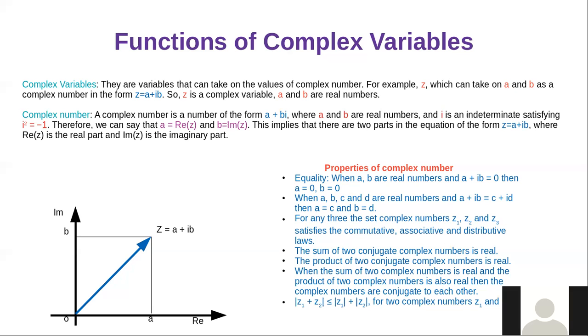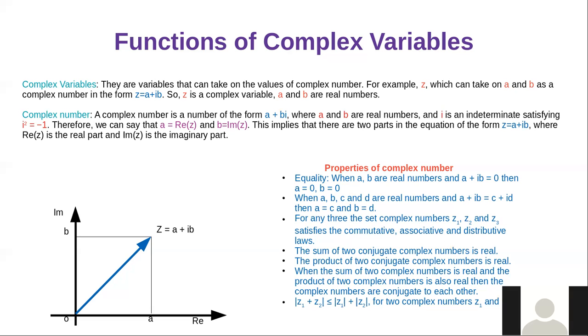But this complex number has properties. One of the properties is what is known as equality. That is, when a and b are real numbers and we have a plus ib equals 0, then automatically a should be equal to 0 and b should be equal to 0, based on the properties of equality. Also, when a, b, c and d are real numbers and we have a plus ib equals c plus id, then we can say that a is equal to c and b is equal to d.